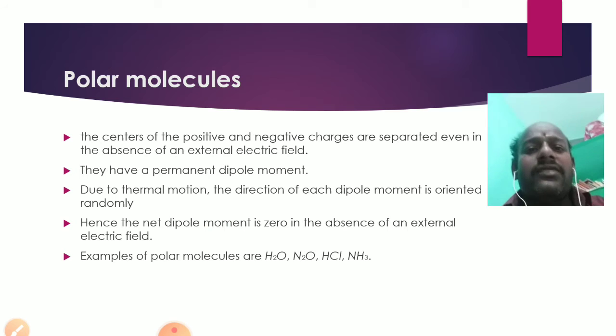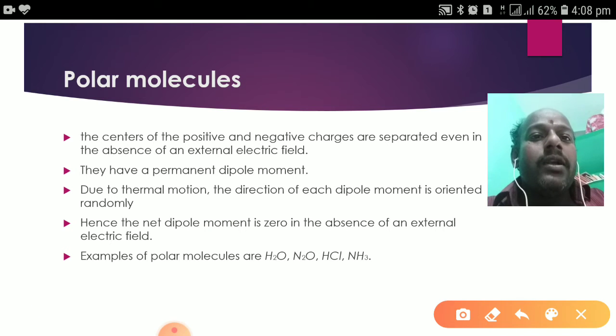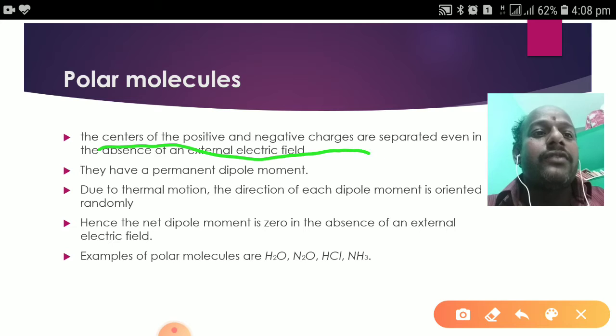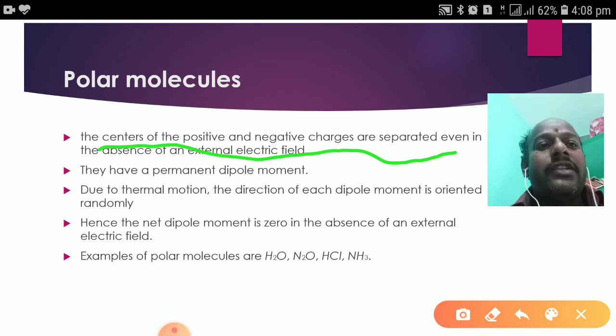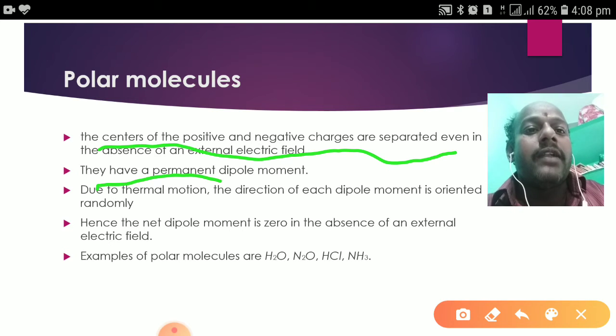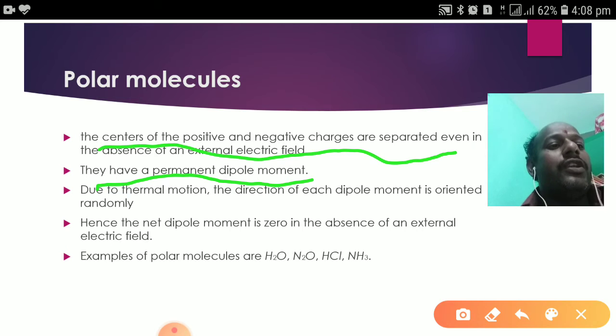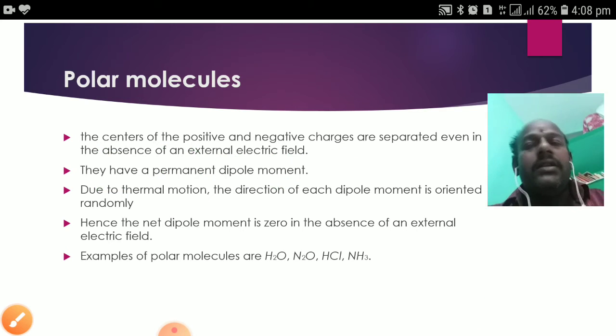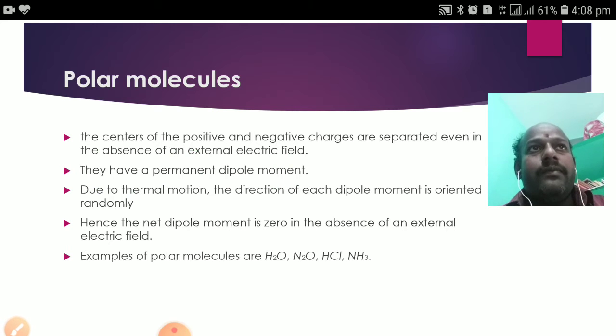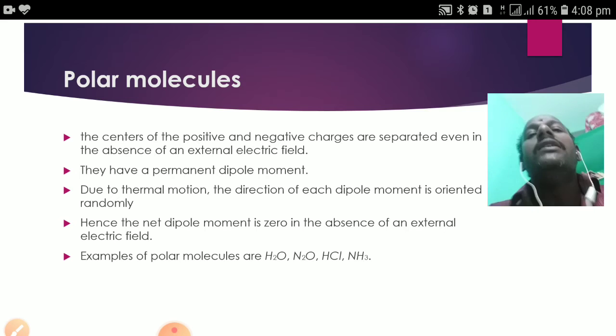Then the next one is the polar molecule. What is a polar molecule? The centers of positive and negative charges are separated. Since they are separated, it has a permanent dipole moment. Okay, so these two are the important points for polar and non-polar molecules. There is a connection between polar and non-polar molecules, dielectrics and insulators, because polar and non-polar molecules both come under insulators and dielectrics. The examples of polar molecules have been given.